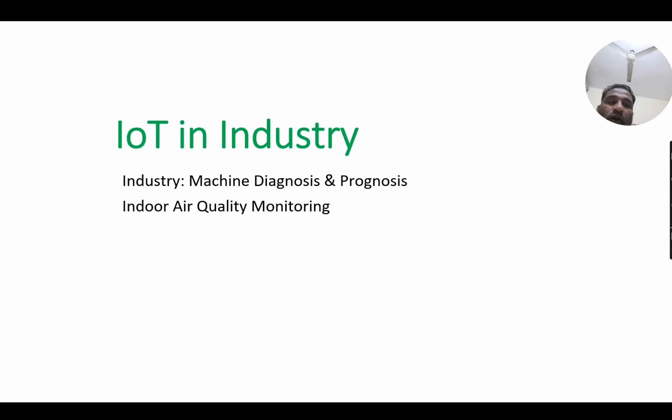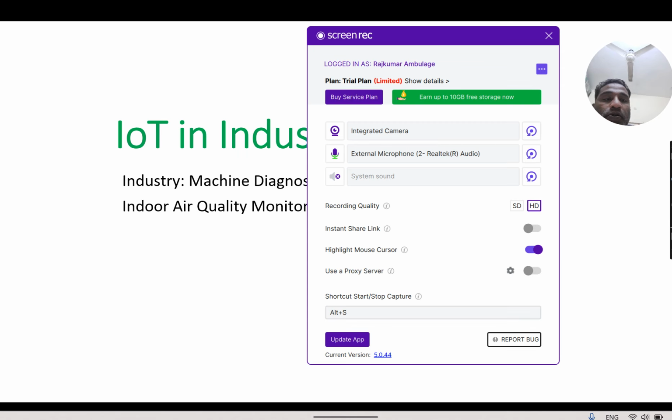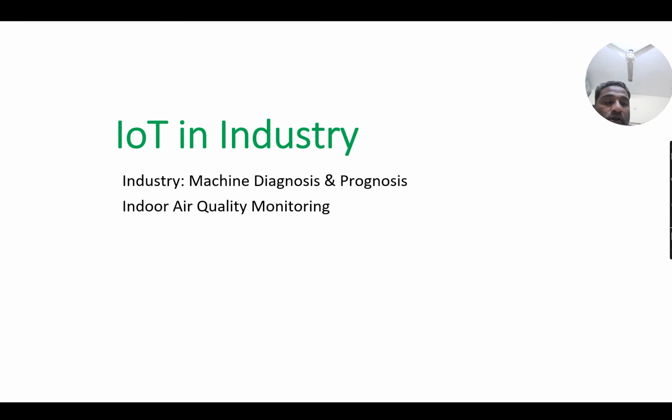Welcome back. Let us continue our discussion on IoT applications. So let us see our applications in the industry domain. Here we have two applications: machine diagnosis and prognosis, and indoor air quality monitoring. Let us see the applications one by one.